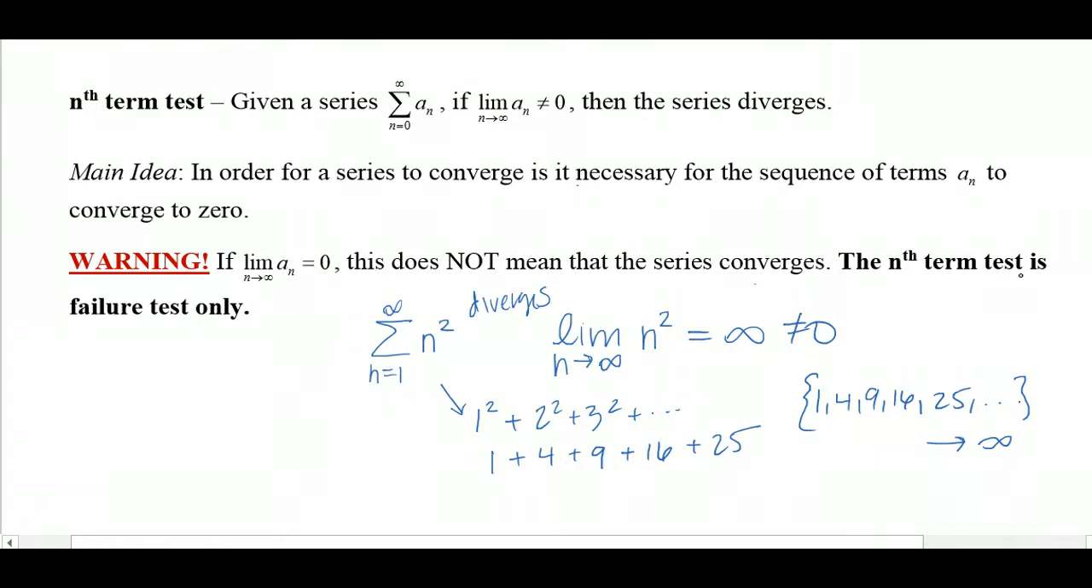The nth term test is a failure test only. It does not tell us anything about convergence. It only tells us that the series diverges, or we're inconclusive. We don't know enough yet. We're going to have to try another test as we move forward and learn other tests. So let's look at an example.